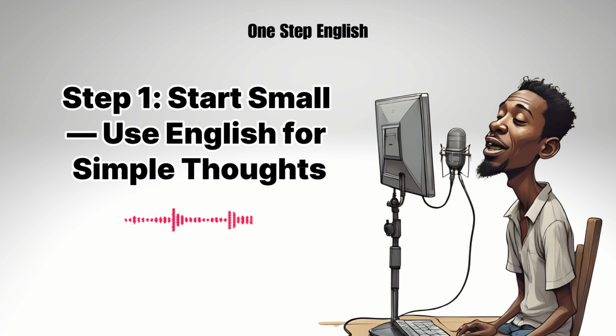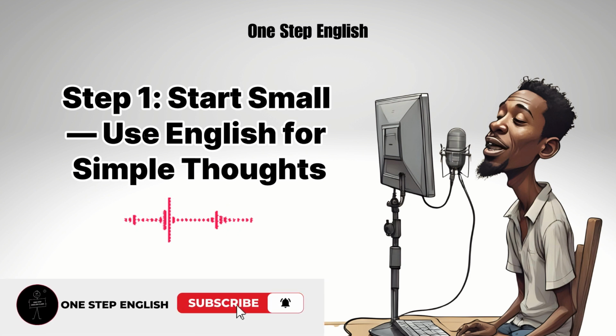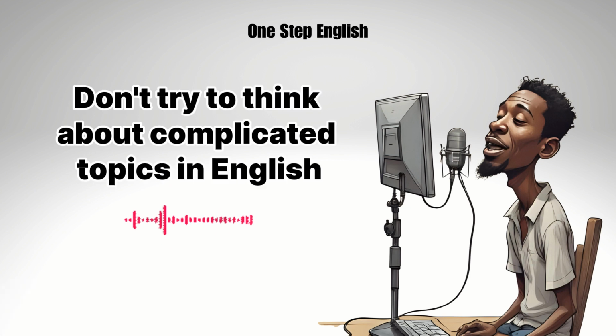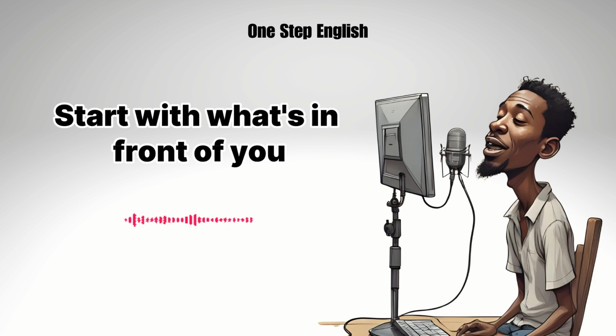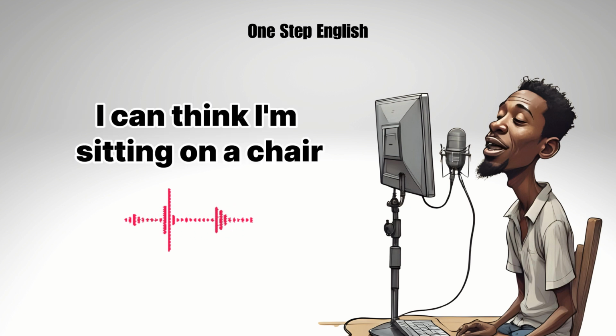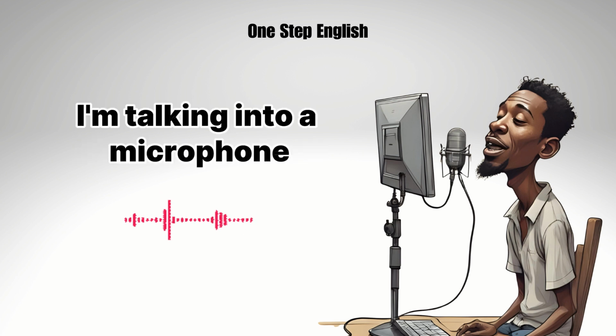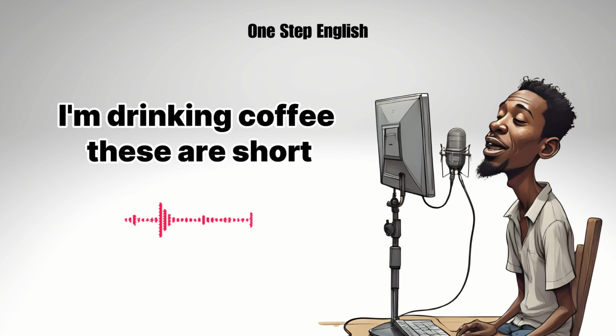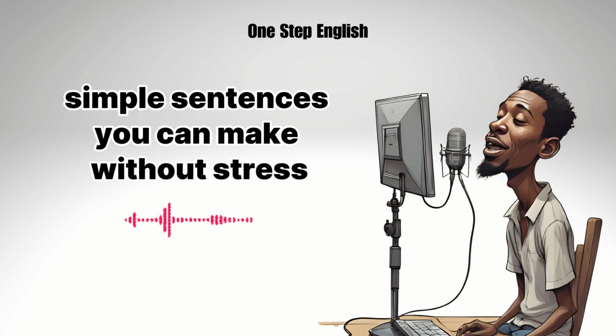Step 1. Start small. Use English for simple thoughts. Don't try to think about complicated topics in English at first. Start with what's in front of you. For example, right now I can think, I'm sitting on a chair. I'm talking into a microphone. I'm drinking coffee. These are short, simple sentences you can make without stress.